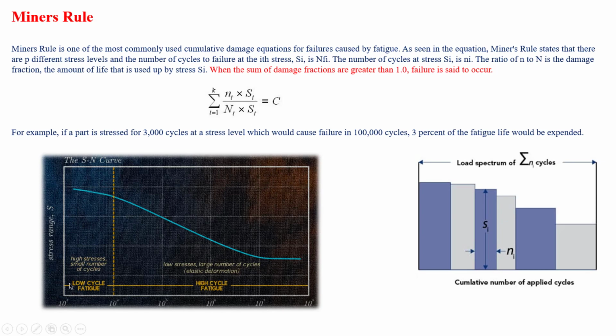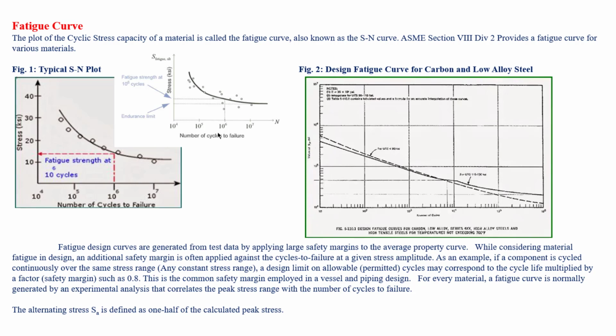So as you see, this is the low cycle fatigue with high stress concentrations, and this is high cycle fatigue with low stress and a large number of cycles. Elastic deformation here, and here it comes to plastic. Now we have the fatigue curve. Depending upon ASME Section 8 Division 2, we have the standards. According to those standards, these curves are designed for carbon as well as low alloy steel. You can see it here.